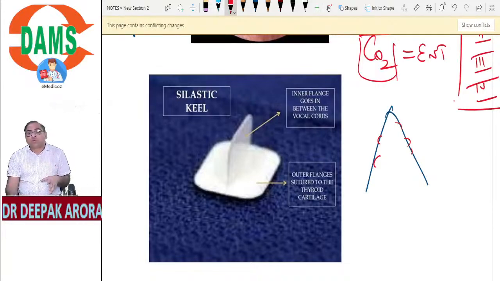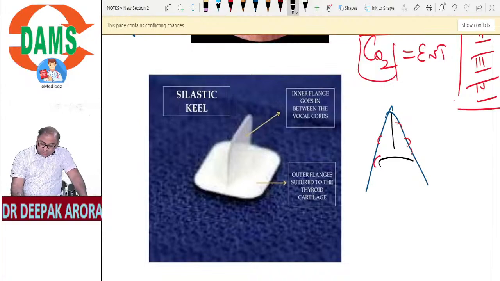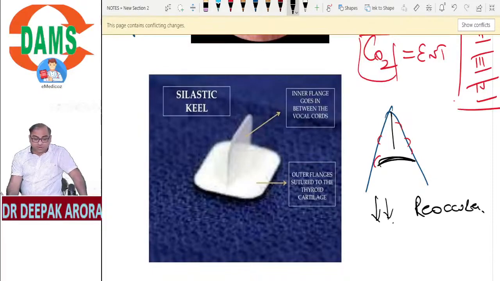So what we do, we always put a small device here, which is known as Silastic keel. Why is this Silastic keel used? To reduce the chances of recurrence. Then, is it clear?